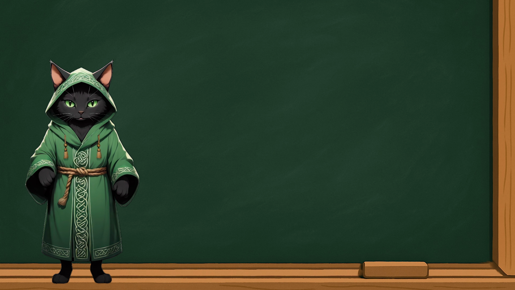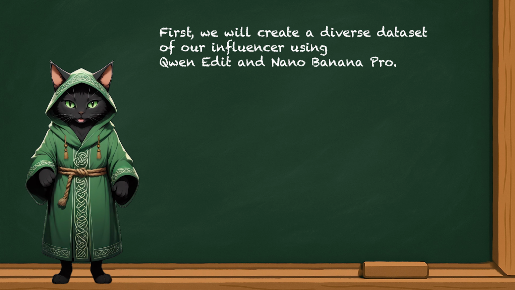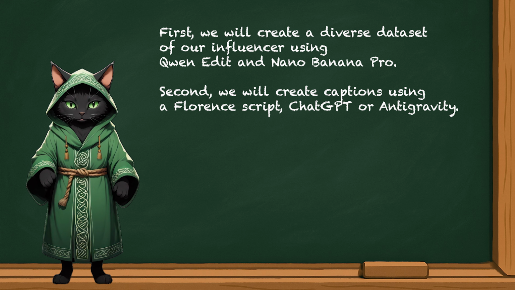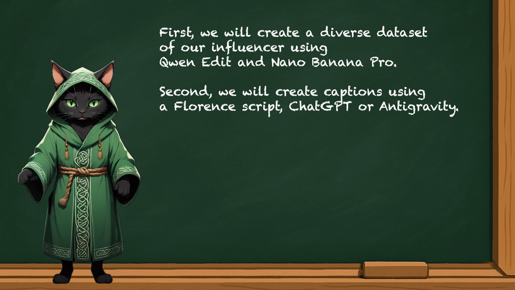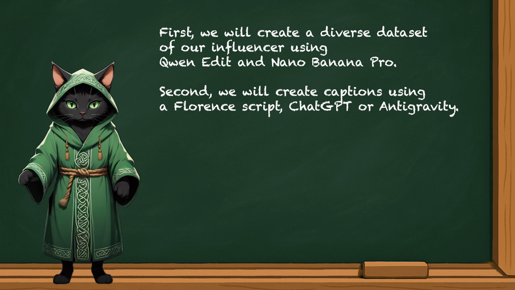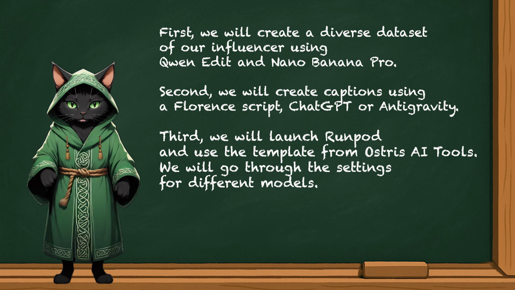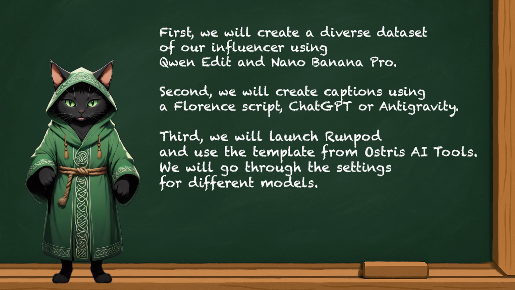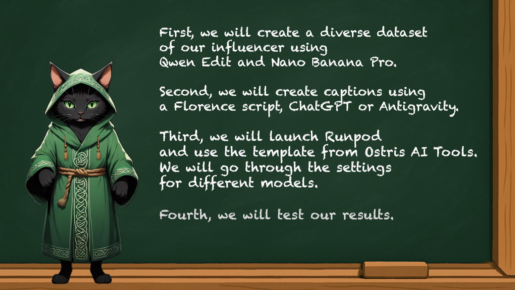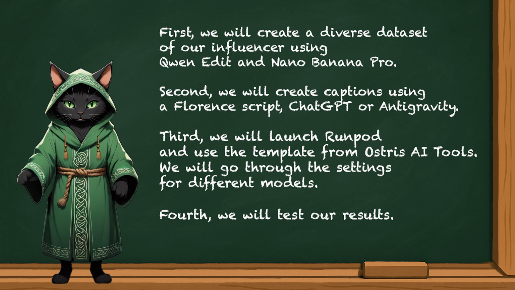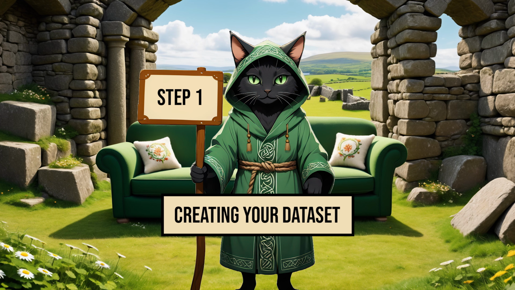Here is the plan for today. First, we will create a diverse dataset of our influencer using Qwen Edit and Nano Pro. Second, we will create captions using a Florence script, ChatGPT or Antigravity. Third, we will launch RunPod and use the template from Ostris AI Toolkit. We will go through the settings for different models. Fourth, we will test our results. Let us get started. Step 1.